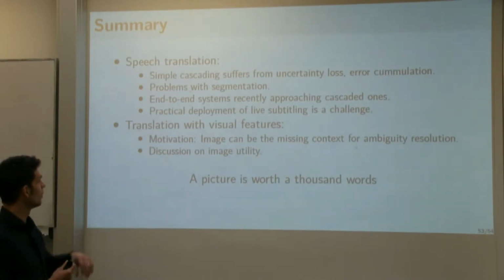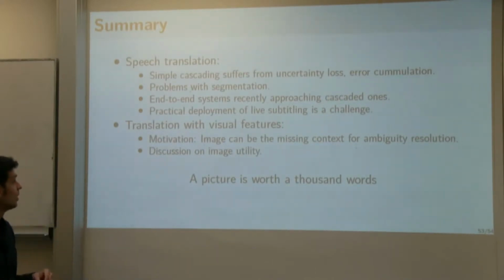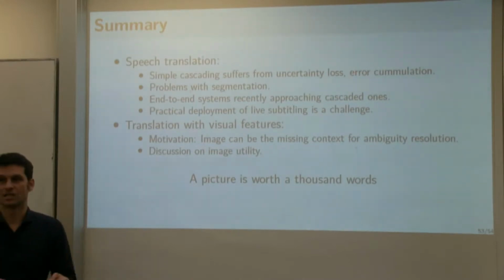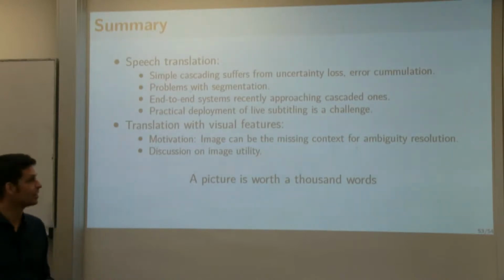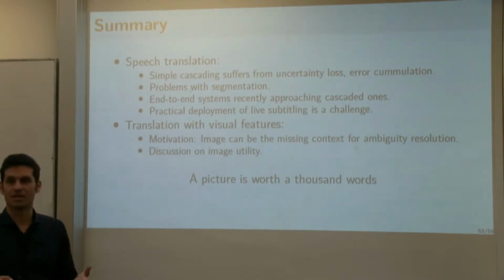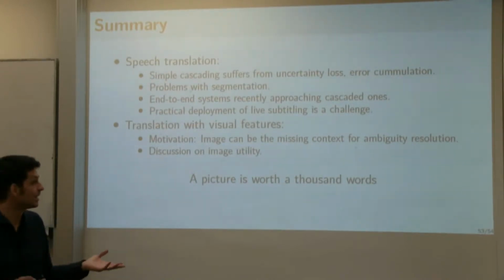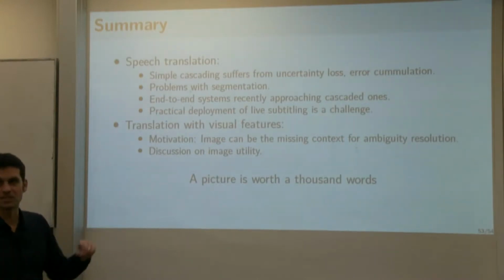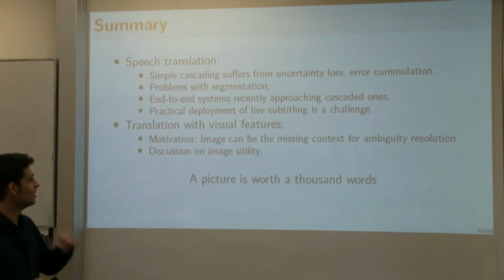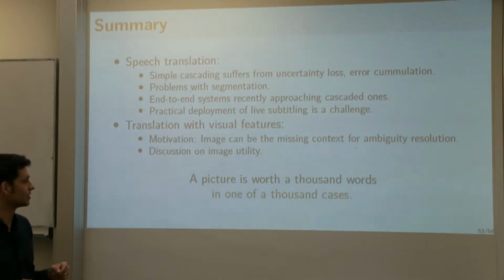And then I've talked about translation with visual features. So the motivation is that the image can provide the missing context to resolve the ambiguity, but maybe the image is not always needed. So to fully summarize this, I would say that a picture is worth 1,000 words, but only in 1 of 1,000 cases.